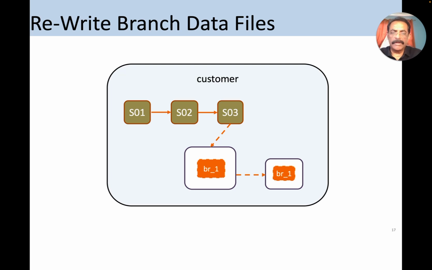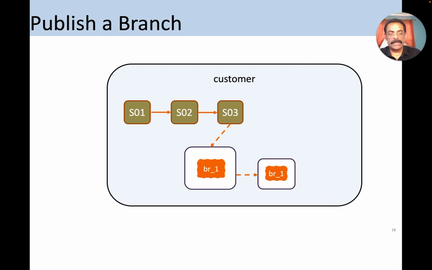So here you have an S3 snapshot. You create a branch and load it, and after that, you audit and then you compact it. It's the same branch, but you compact your data files. Once you've done your compaction, you do a cherry-pick, or basically publish it. Then you have a brand new snapshot, and the new data is available.